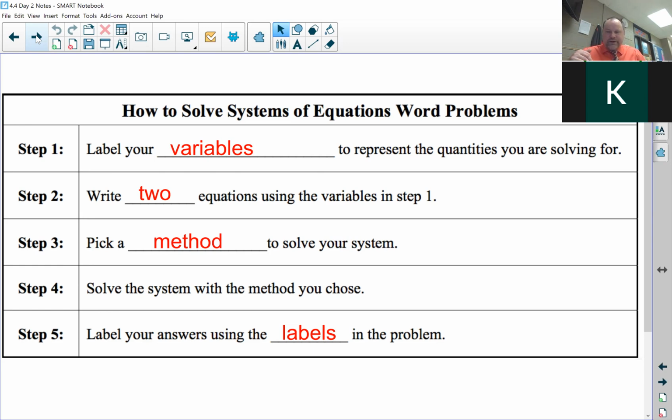So I think it makes a lot of sense. Again, most of mathematics is very methodical. Start here and get to here.